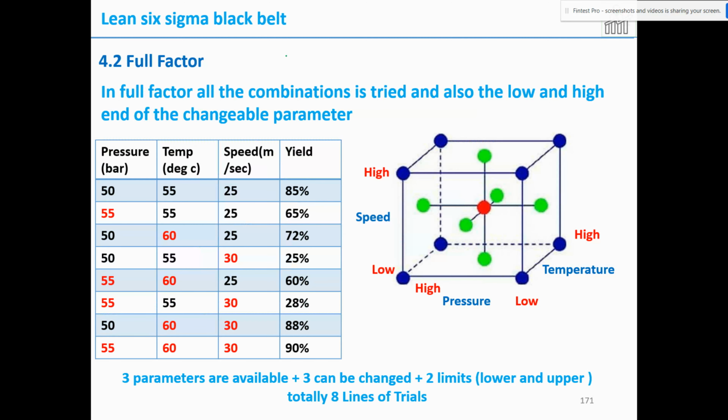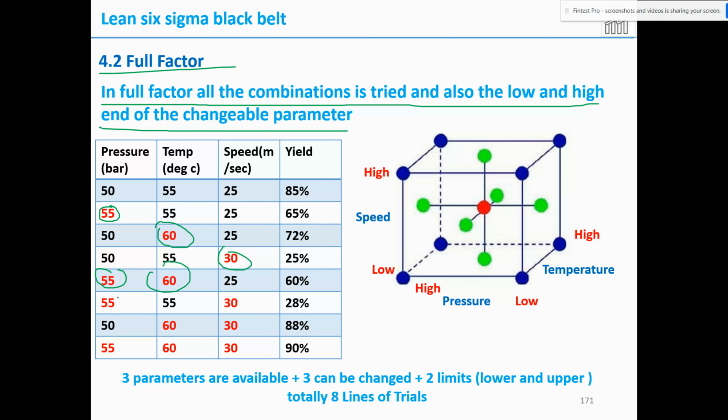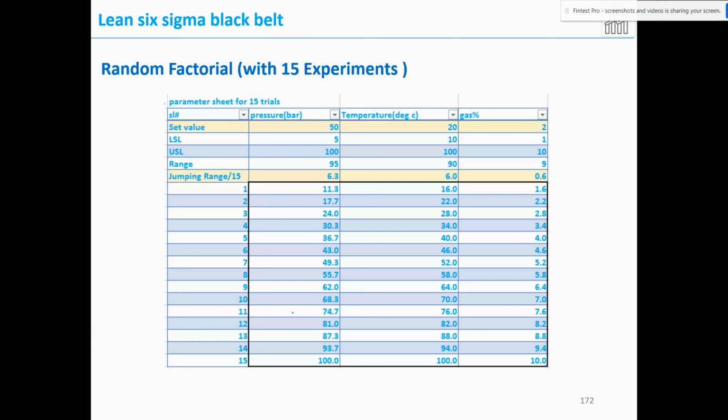So next, let us see full factorial. In full factorial, all the combinations are tried, including the low and high end of the changeable parameters. Here, if you see, at a time one parameter has changed, after that two parameters have changed. That means 60 is the highest value, 55 is the lowest one. From lower to higher, all the combinations are tried and we record the yield. This is called full factorial.